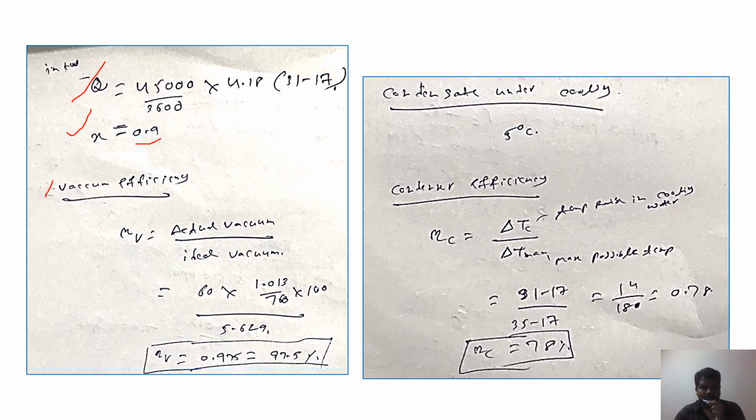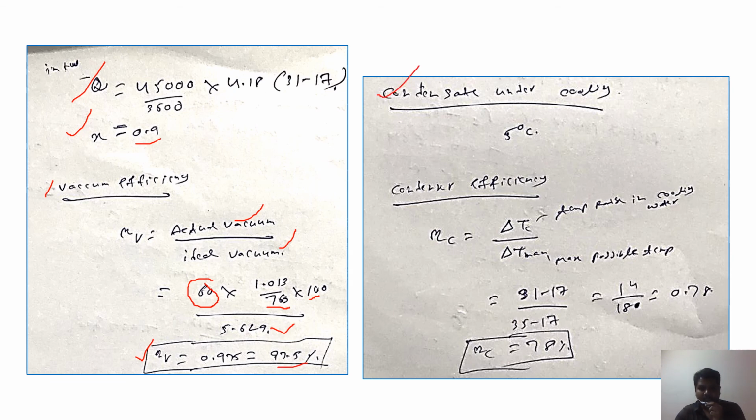Now let us find the vacuum efficiency. Vacuum efficiency is the ratio of actual vacuum divided by ideal vacuum. Actual vacuum is 60 mm pressure that we have to convert into kilopascal: 60 into 1.013 divided by 760 into 100, divided by the ideal vacuum. This we already calculated. Once you substitute, we will get the vacuum efficiency, 97.5%.